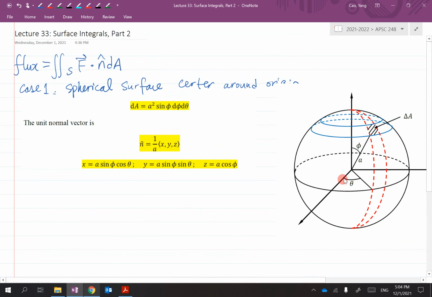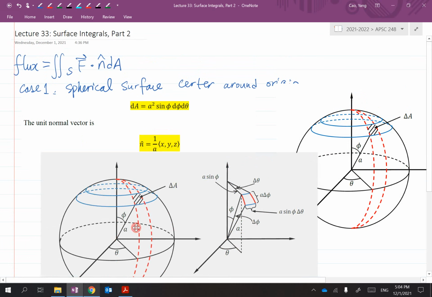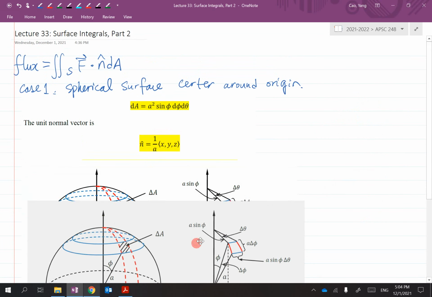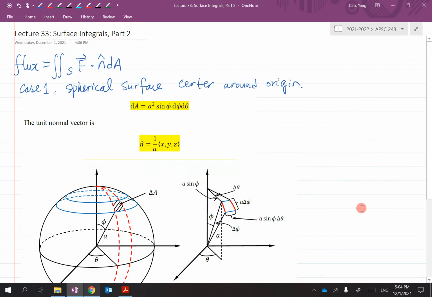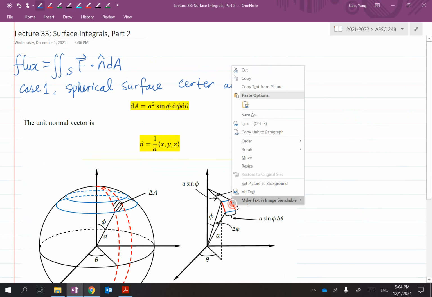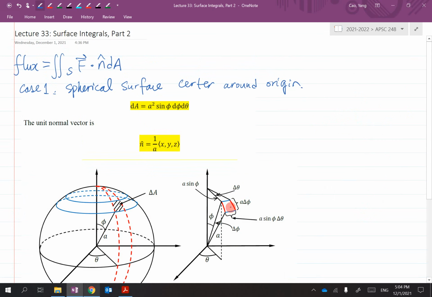So the way we did it is we picked a small patch from the surface of the sphere, right? And we look at essentially what is the dA representing this small patch. Because it's a sphere, the rho, which is the radius, will be a constant. And you can consider that small patch as a rectangle, so you can approximate using the area of a rectangle for the little patch there. And you end up with dA equal to a squared sine phi d phi d theta, where a is the radius of the sphere.